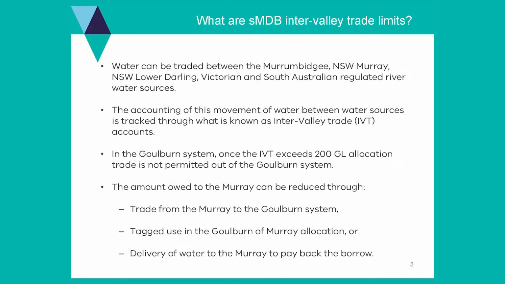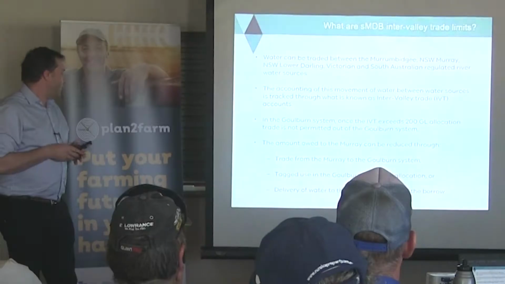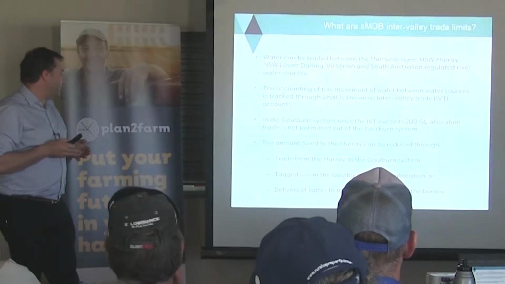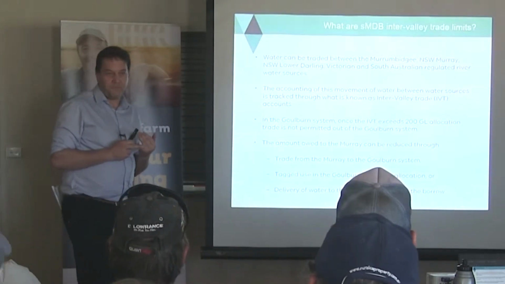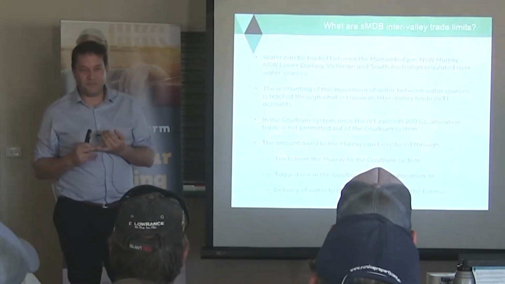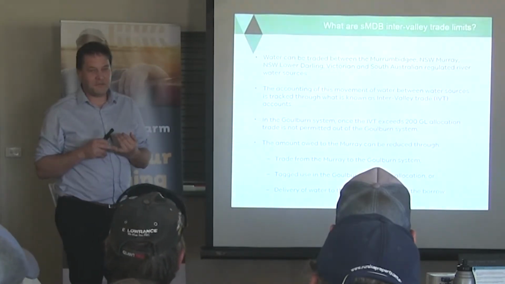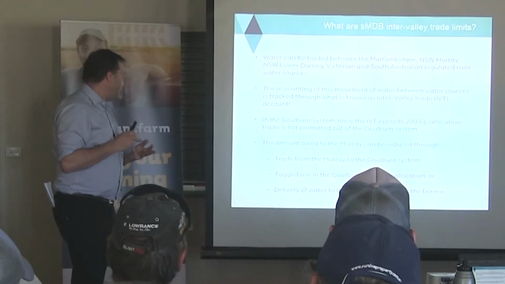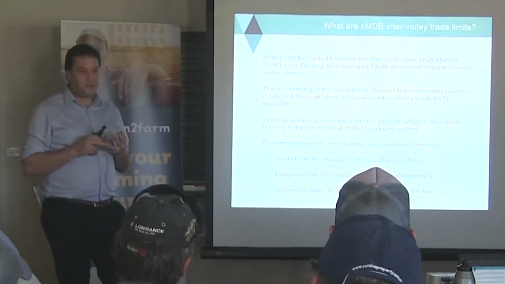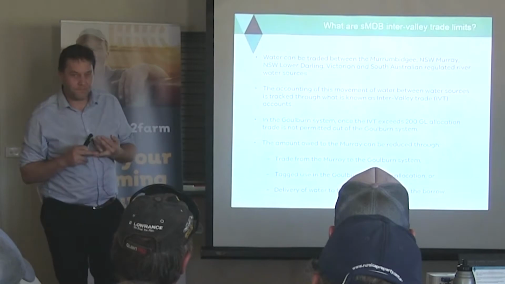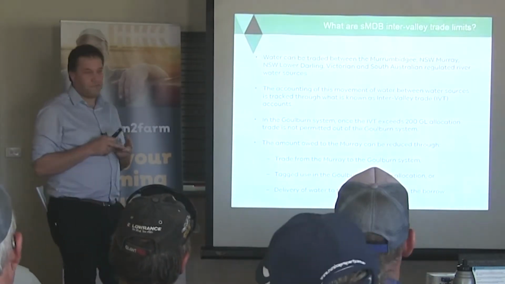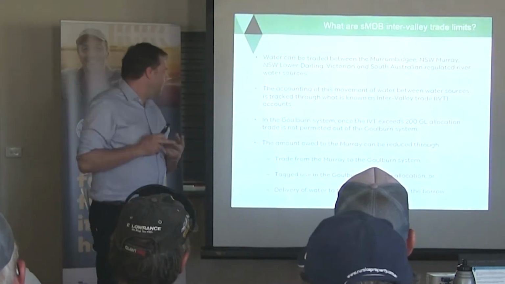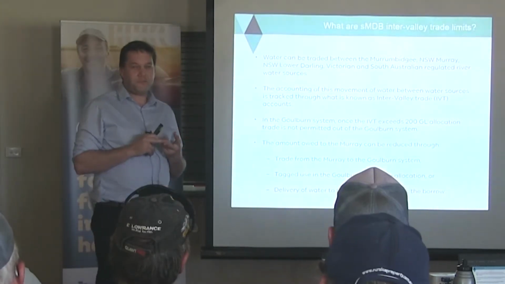We've already mentioned the Goulburn Murray trade limit, and the amount owed to the Murray can be reduced through people trading back into the Goulburn from the Murray, which at the moment doesn't occur a lot. That's understandable with the difference in price. Tag use within the Goulburn of Murray allocations, we don't see a lot of that happening. It's more the other way. And delivery of water to the Murray as payback for what's been borrowed.